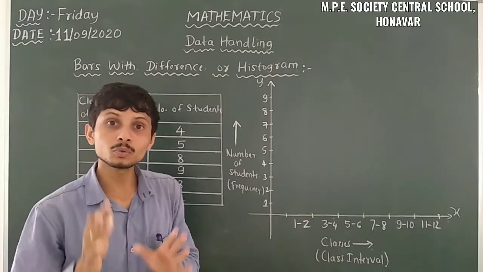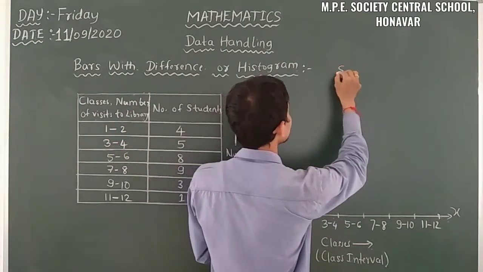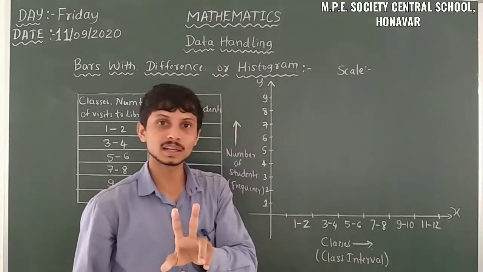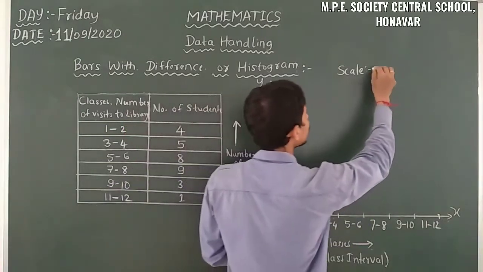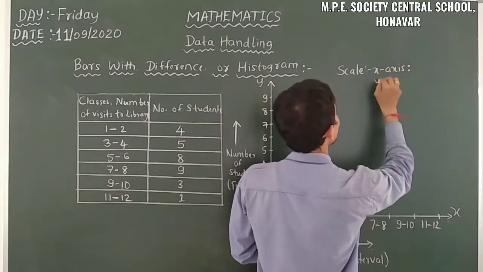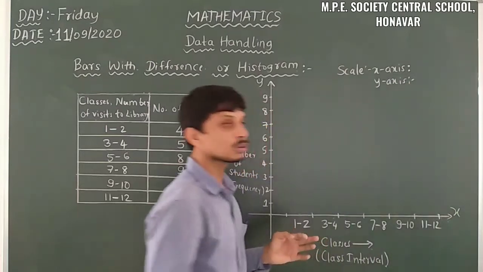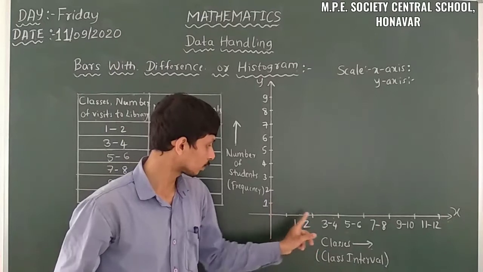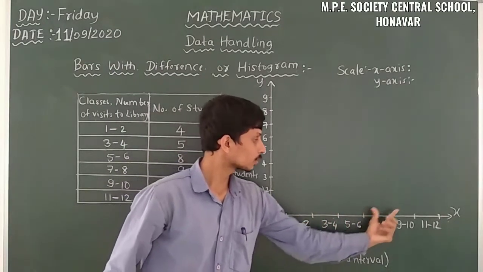After that what we have to do is mention the scale here. How to take the scale: there are two parts, one is the x-axis scale and another is the y-axis scale. So how to take the scale here? We have to mention each part. This is one part, this is one part, this is the second part, this is the third part, fourth, fifth, sixth.